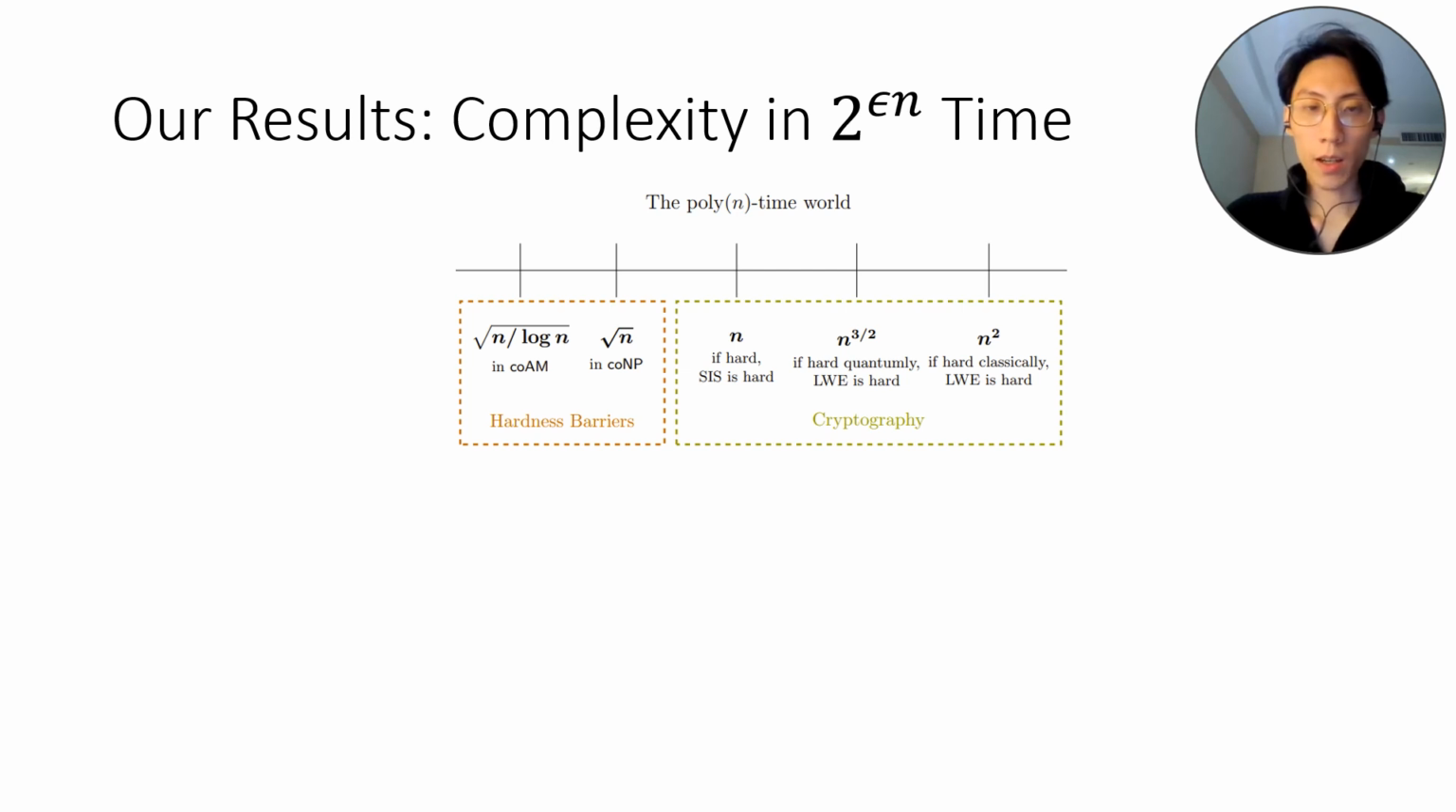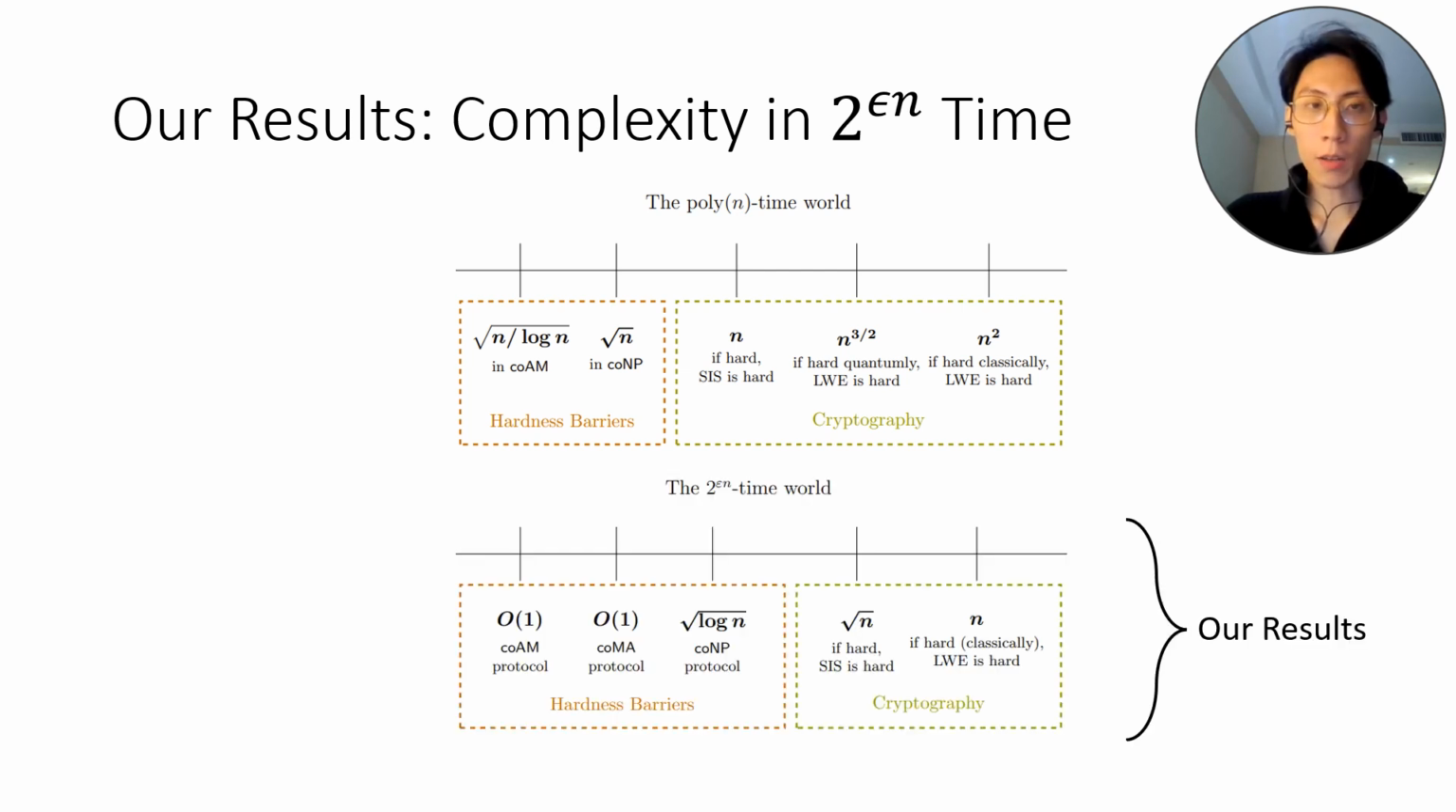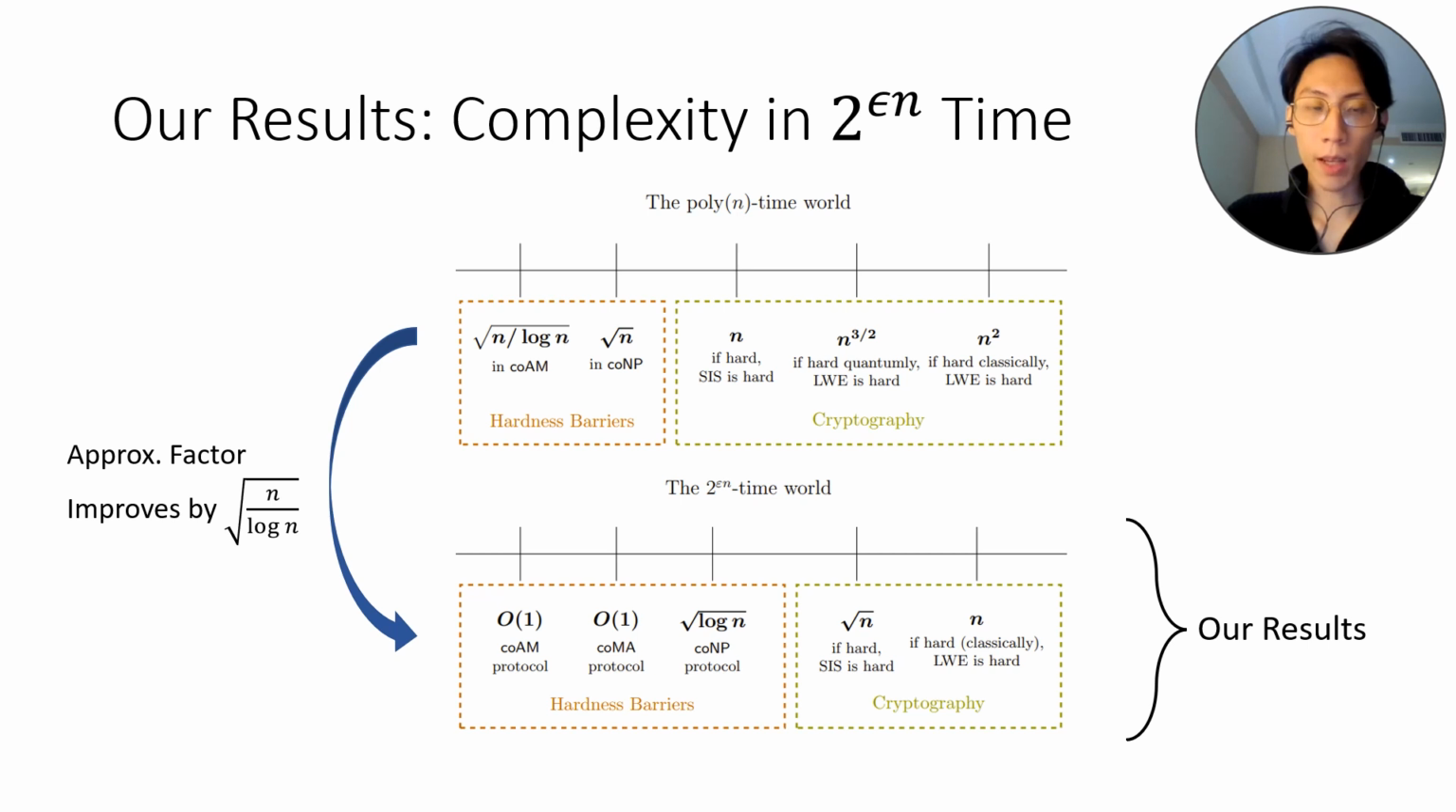And what we did, we generalized these results to a world where everything is allowed to run in 2^(epsilon n) time. More importantly, we show that when we increase the running time to 2^(epsilon n), the approximation factor of the corresponding gamma-SVP problem improves by a factor of roughly square root n over log n. We also achieve a smooth trade-off between running time and the approximation factor when we substitute in different values for epsilon.